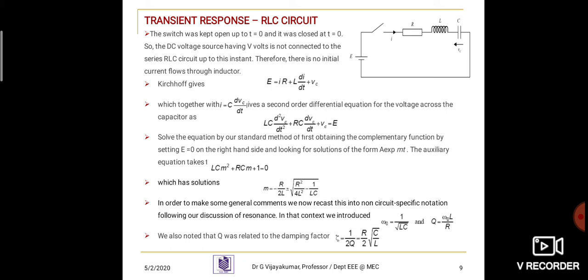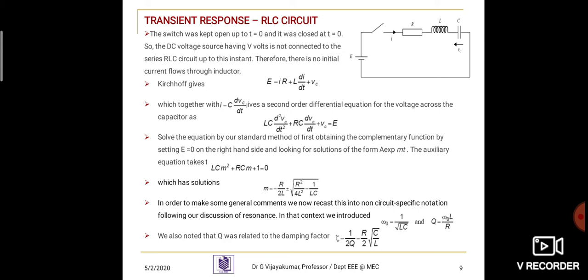Next one, previously the RC or RL circuit we discussed was first order. This gives a combination of inductor and capacitor along with the resistance circuit. Here it represents the second order system. Similarly, I am considering the switch was kept open up to t is equal to 0 and it was closed at t is equal to 0. You can think about that. Essentially, until then the switch is open, so the DC voltage source having V volt is not connected to the RLC circuit.